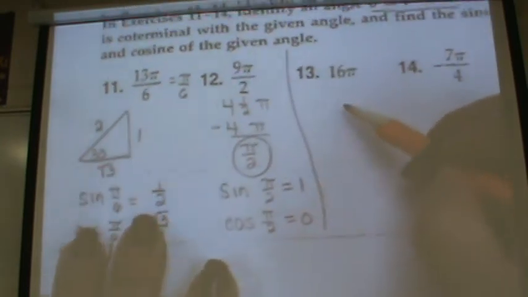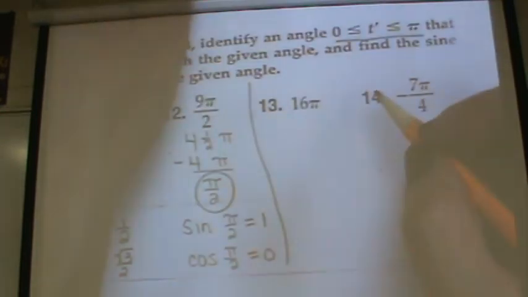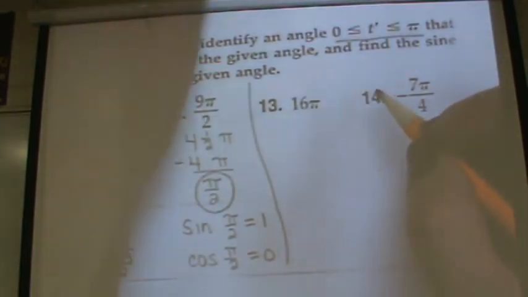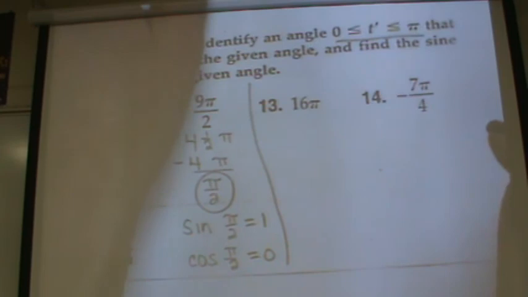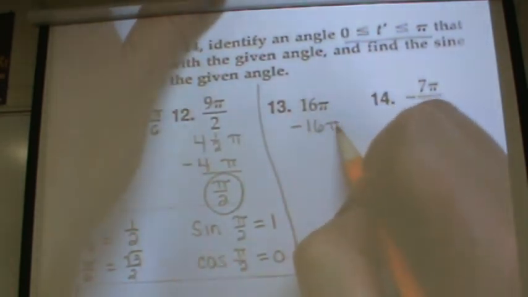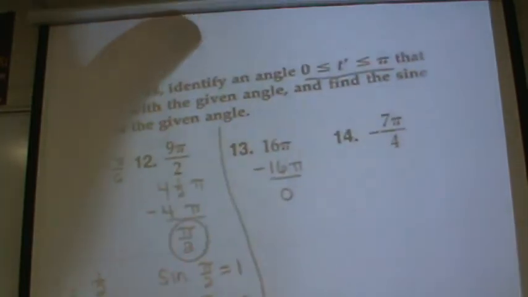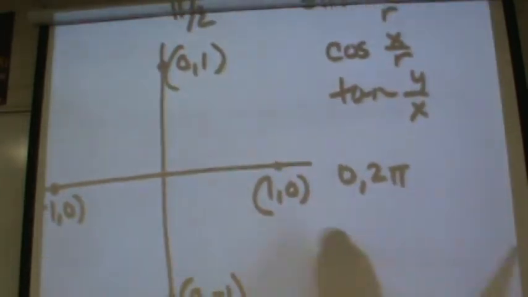Next one, 16 pi. That's a crazy angle. How much are you going to take away? 2, 4, 6, 8, 10, 12, 14, 16. You're going to take 16 pi away. Where are you at? At 0. Where's that? Right there.